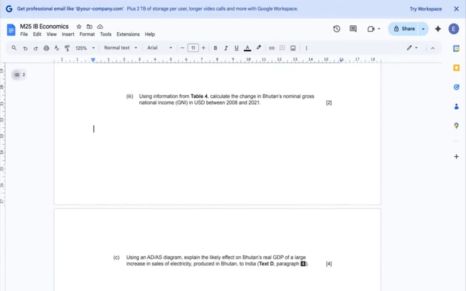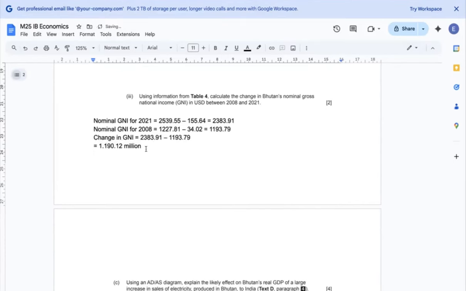Calculate the change in Bhutan's nominal gross national income, GNI, in US dollars between 2008 and 2021. So this one is asking us to calculate the change in GNI. For this one, you need to subtract net income from nominal GDP to get the GNI. Obviously, it has to be done for each year. Then you can get the answer. Here we go.